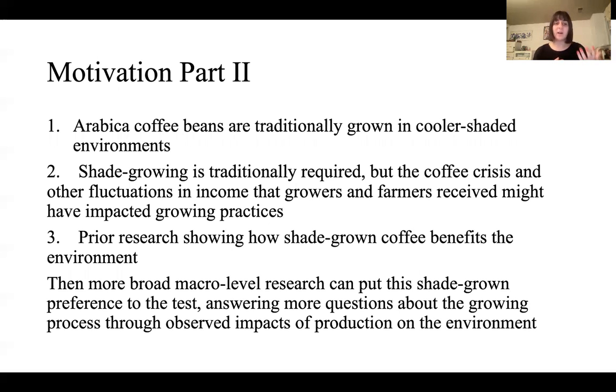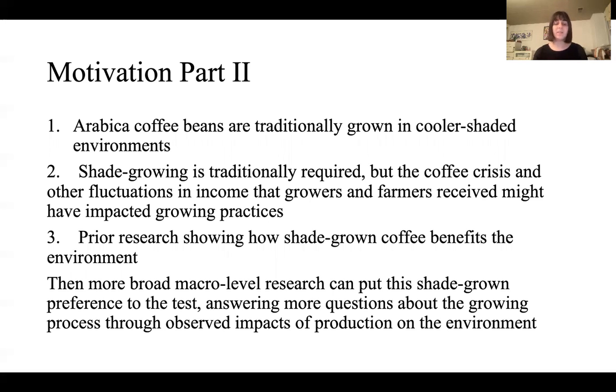First of all, I acknowledge that traditionally Arabica coffee beans are grown in a cooler shaded environment. However, we also have to acknowledge that there have been a lot of fluctuations in recent years and prior decades in the income that growers and farmers receive. This can be seen in examining the impacts of the international coffee crisis in 1989 on the income growers and farmers received, as well as other shocks that really decreased their income, which, as environmental scientists and economists have analyzed and predicted, might have impacted their growing practices.